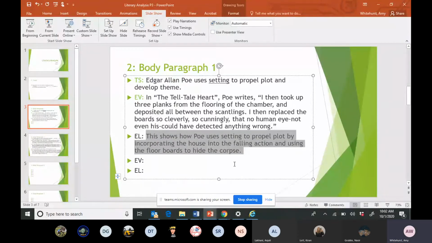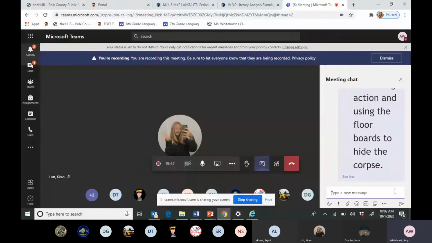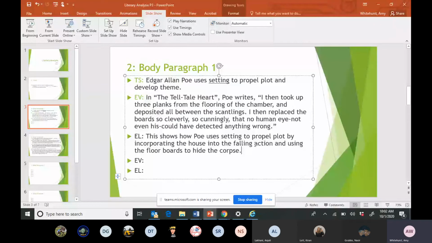So that piece of elaboration is directly saying how the setting of the house relates to the falling action, right? Because our narrator is hiding the corpse in the floorboards, which is part of the setting.